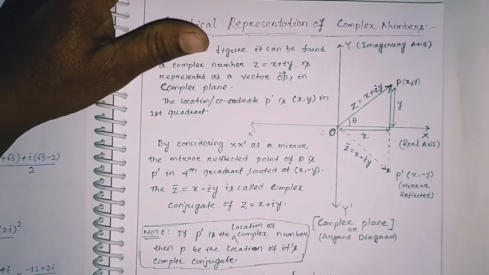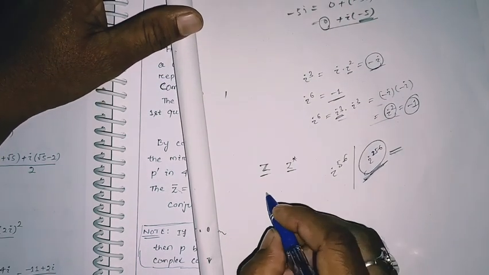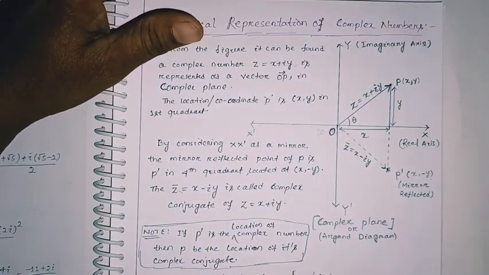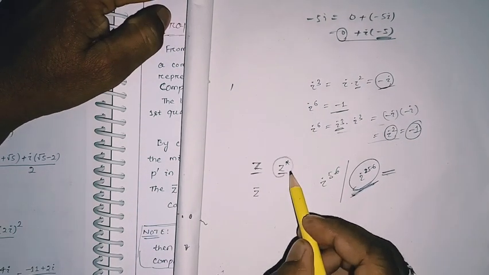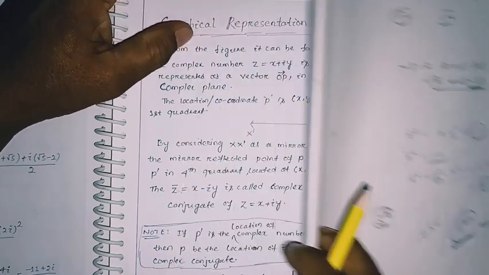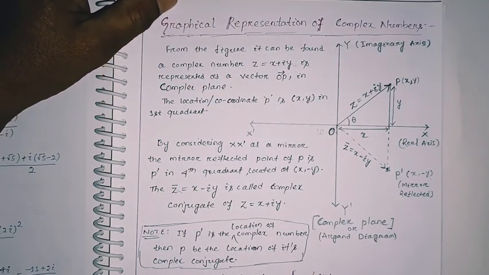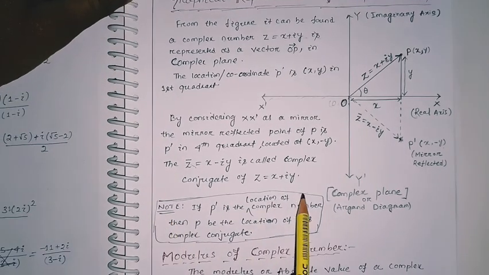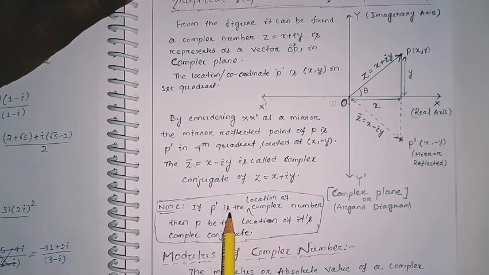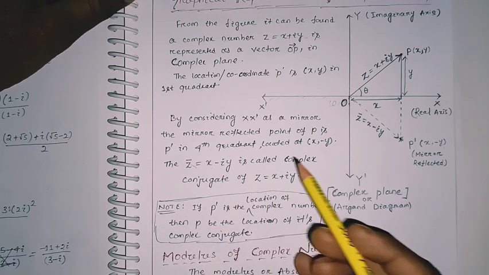Here I represented the complex conjugate as z bar. Okay, so no issue about that. You can represent the complex conjugate of a complex number by z dash or z bar. In this note, wherever I represent the complex conjugate, I represent it as z bar. Note: if P is the location of a complex number, then P' is the location of its complex conjugate, as I discussed.